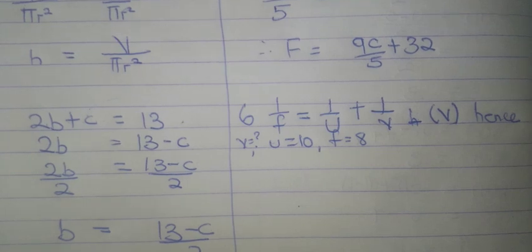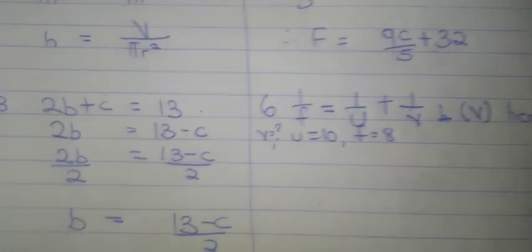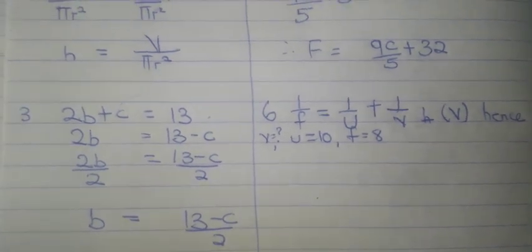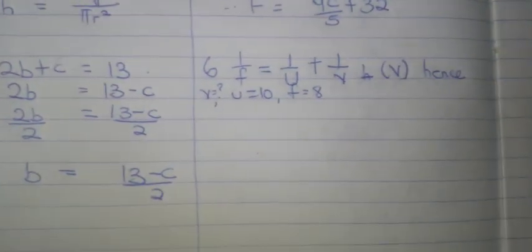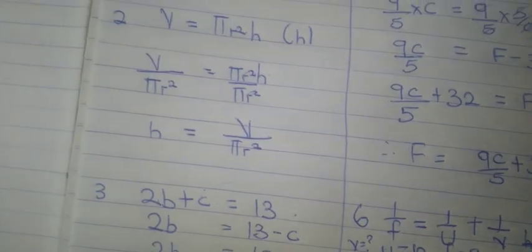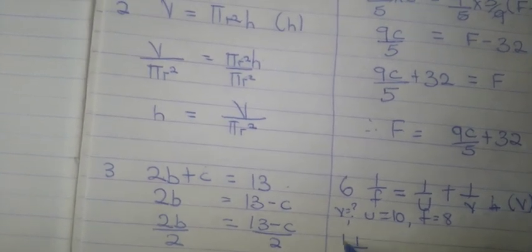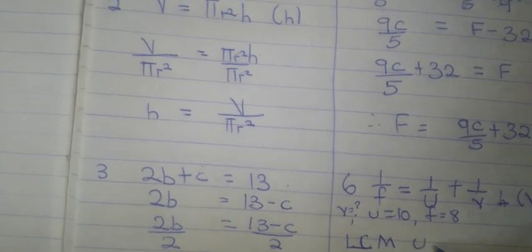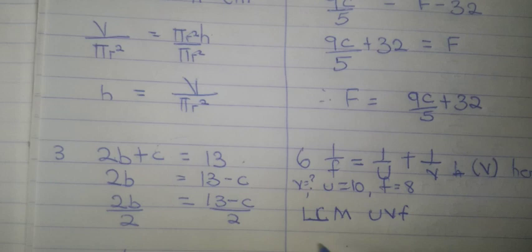Alternatively, some other person can do it differently. In mathematics there are many methods, but they will always lead us to one answer. So for this case, I would decide to just multiply all sides throughout by the LCM, each individual term. Remember, we said our LCM was UVF, so I'll multiply it throughout by that LCM.